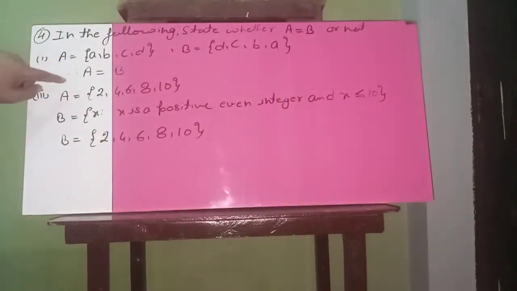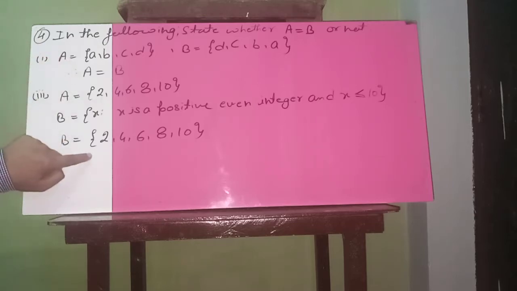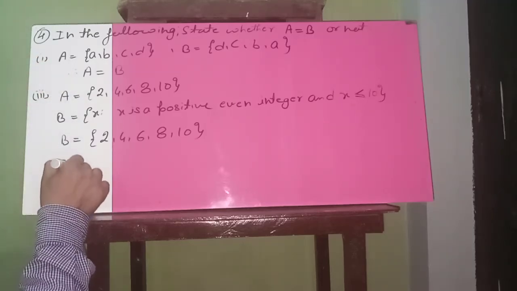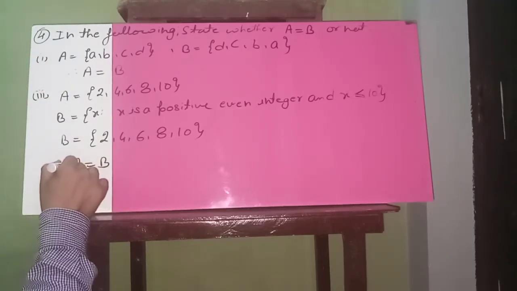Okay, so it means every element of set A is in B and every element of set B is also in set A. So we can say that set A equals B. Any tough?